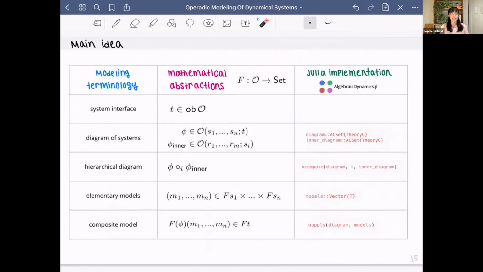Okay, so going back to our main idea, we've now really zoomed in on each of the boxes in our table for undirected composition. We've discussed the modeling terminology, the operad and operad algebra, and the Julia implementation in algebraic dynamics. So next, what we're going to do is take a different flavor of composition called directed composition and tell the same story, but we're going to really zoom through it. But we'll pause a few times to point out some highlights of algebraic dynamics.